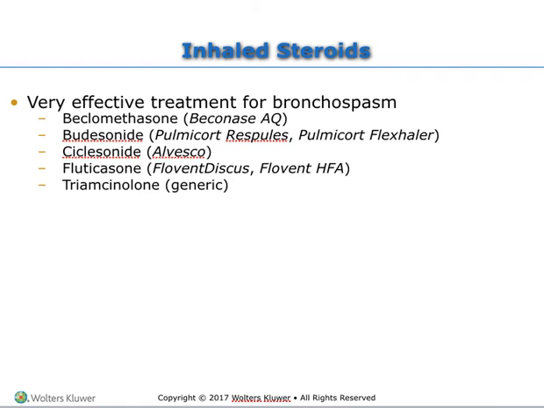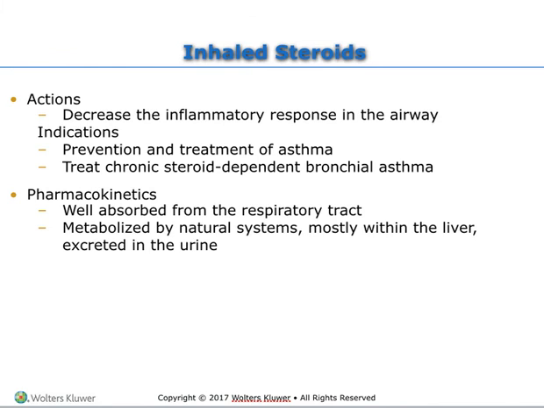And then we switch over to inhaled steroids. Inhaled steroids are very effective for treating bronchospasms, but they take time to work. They are not used for acute exacerbations, okay? So let's talk about these. They decrease the inflammatory response in the airway. They're helpful for preventing and treating asthma. They take 1 to 4 weeks for an inhaled steroid to reach its full effect.